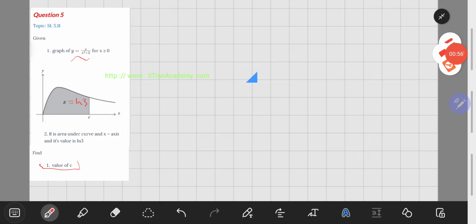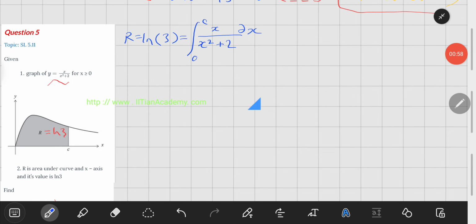So to start, we can write out our integral, where we know that the integral will be equal to the area under the curve, which is also equal to ln 3. And when we write this out, we have the upper limit of c and the lower limit of 0, and we're evaluating the function y, which is x divided by x squared plus 2 dx.